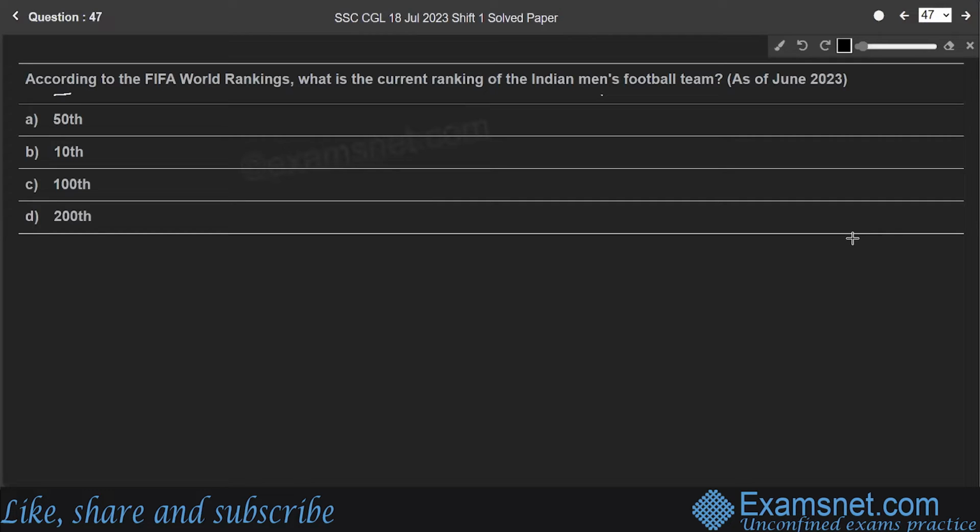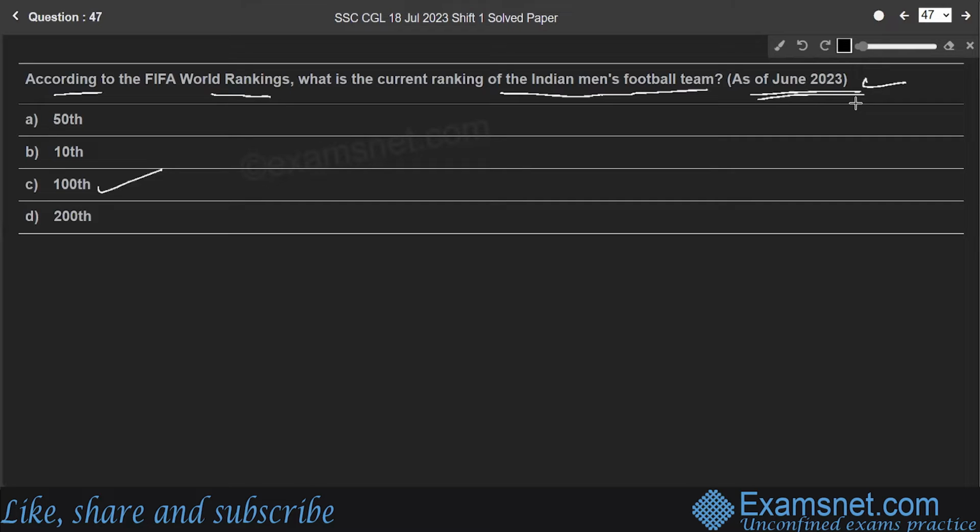Question 47. According to the FIFA World Rankings, what is the current ranking of the Indian men's football team as of June 2023? So as of June 2023, the Indian men's national football team has climbed up to 100th rank on FIFA's latest world rankings. Option C is the right answer, surpassing teams like Lebanon and New Zealand to achieve the feat. So option C is the right answer.